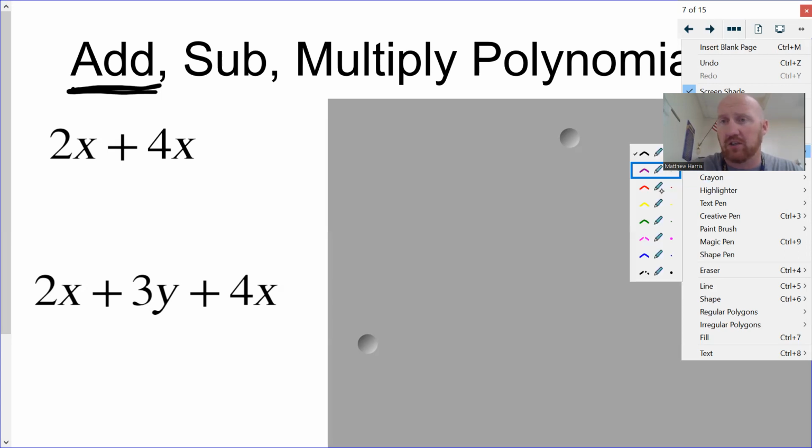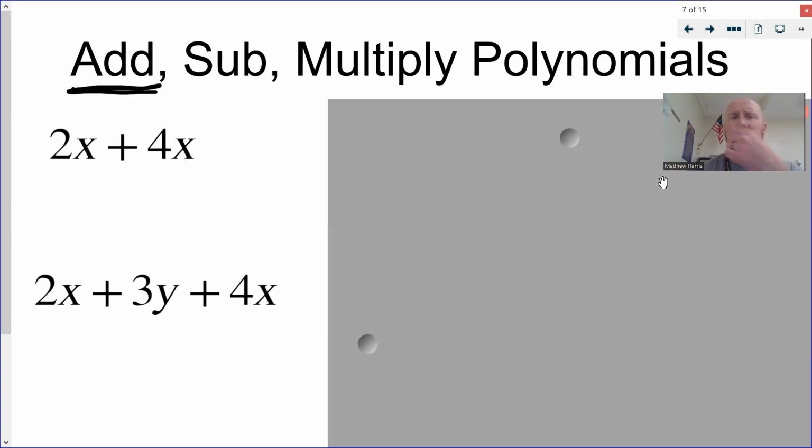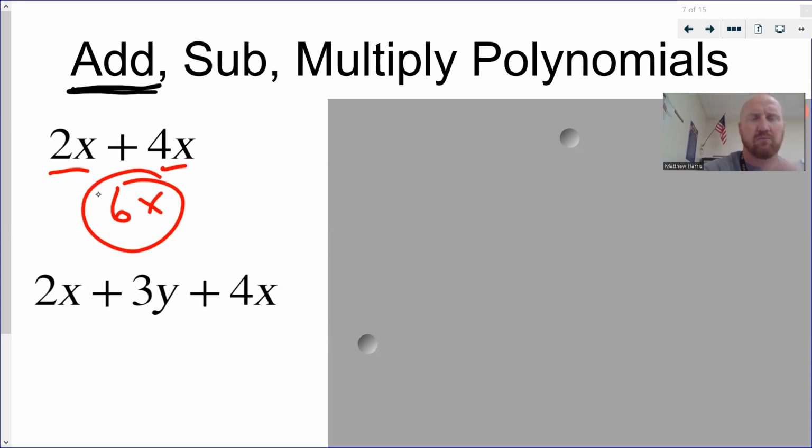So let's just take a look. Let's just kind of review. So if, say, I had 2x plus 4x, simple combined like terms. This is an x, this is an x. We combine them together, we end up with 6x. Boom, simple. We're adding the coefficients on the like terms on the variables.